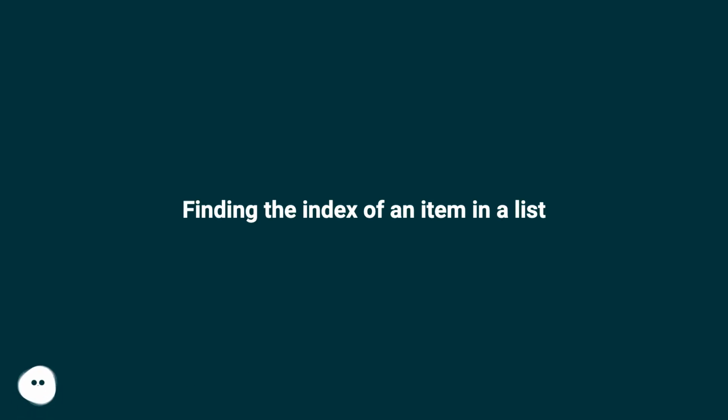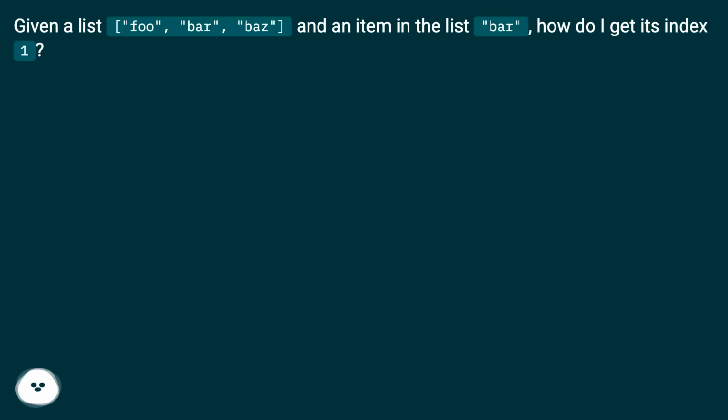Finding the index of an item in a list. Given a list, ["foo", "bar", "baz"], and an item in the list, "bar", how do I get its index, 1?